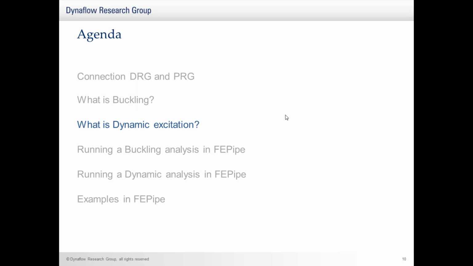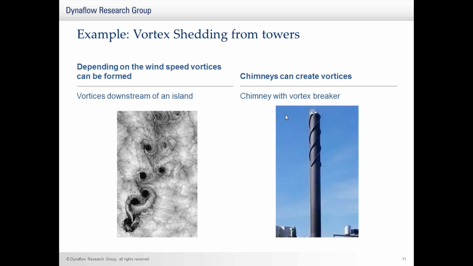Okay, so we've explained a few buckling problems. Now let's look at some possible dynamic problems that could occur for your pressure vessel. Look at the example of vortex shedding from towers. Now, as wind passes around a cylindrical vessel, for example a chimney, then vortices can possibly occur downstream.